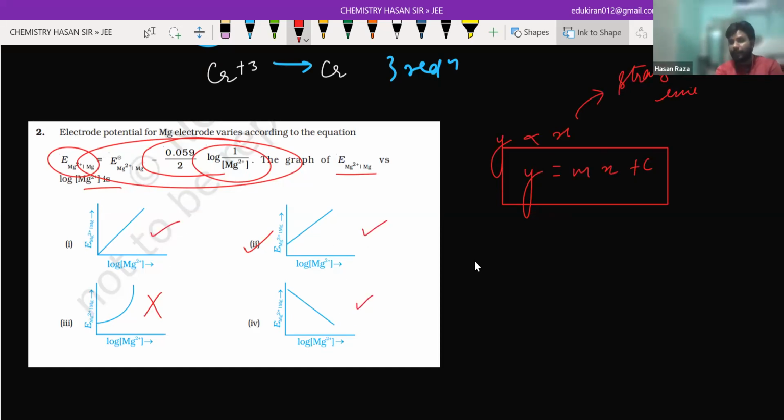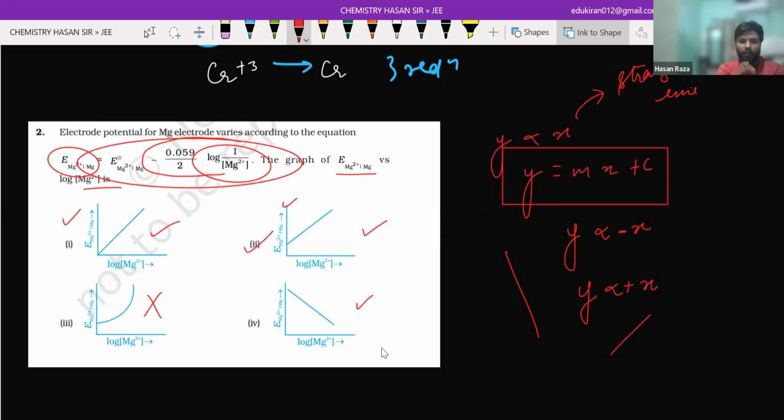Now, which one is correct? Always remember that if y is directly proportional to x and there is a negative sign, then a downward graph will be there. And if y is directly proportional to x and there is a positive sign, then an upward graph is there. Now you can see two upward graphs and one downward graph. How are you going to find out?